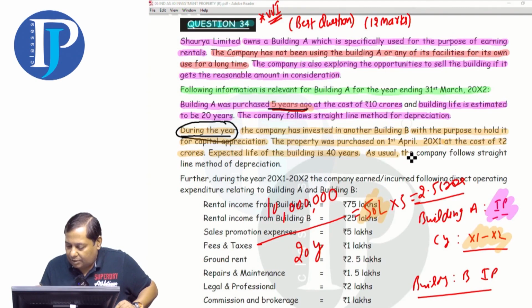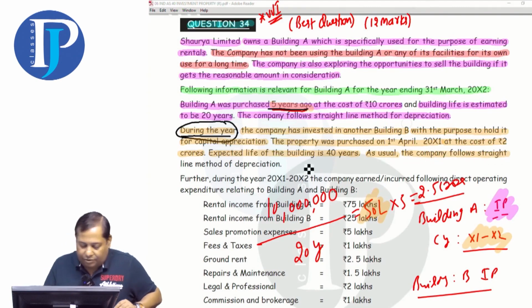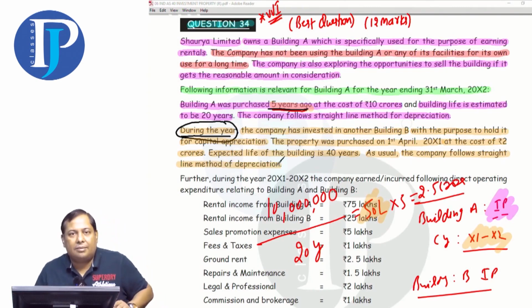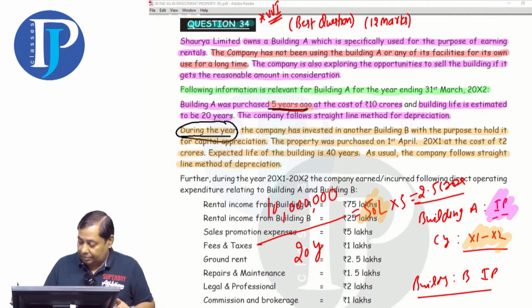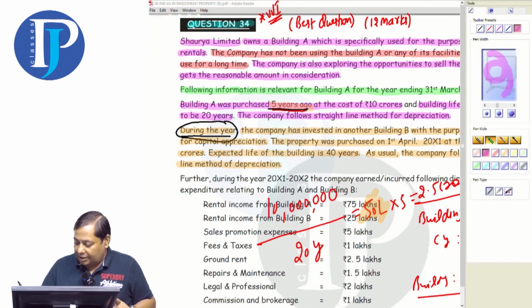As usual, the company follows the straight line method of depreciation. The company's depreciation will be charged on an SLM basis. We are able to understand this. Let's read ahead.